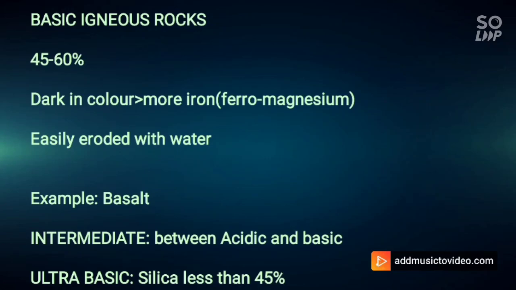After that you have basic igneous rocks which have silica content 45 to 60%. Silica is not absent, silica is present, but due to more iron you have ferromagnesium present, which is dark in color. Most of the igneous rocks are non-porous and cannot be eroded through chemical weathering except basalt. Basalt is easily eroded with water. After that we'll see intermediate igneous rocks. It is between acidic and basic, that is between 60 to 65%. Then you have ultra basic, in which you have silica content less than 45%.